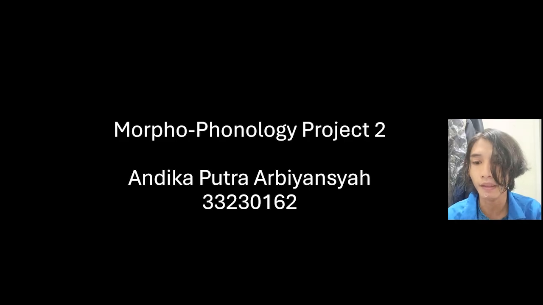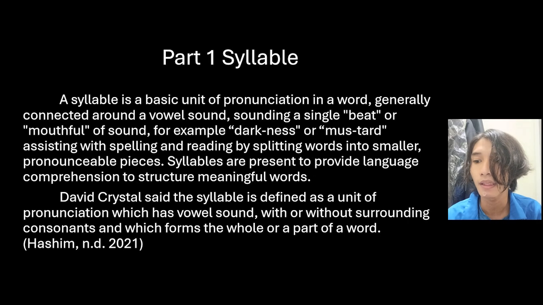In this part 1, I choose two topics. The first one is syllable. A syllable is a basic unit of pronunciation in a word, generally centered around a vowel sound, sounding a single beat or mouthful of sound. For example, darkness or mustard, assisting with spelling and reading by splitting words into smaller pronounceable pieces. Syllables are present to provide language comprehension and to structure meaningful words.